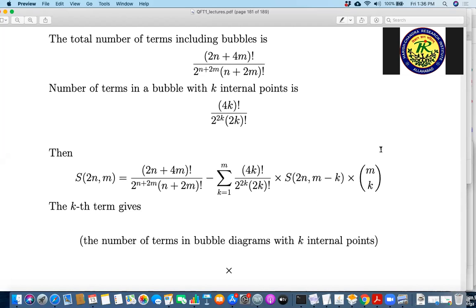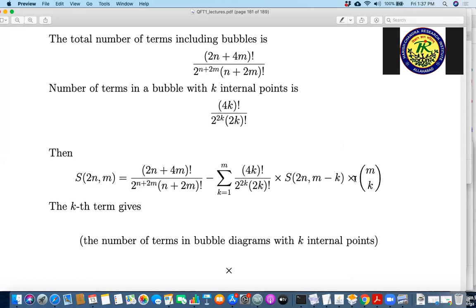And now there is a final factor, which I also didn't write down yesterday. This tells us in how many ways you can choose these k internal points. See, altogether you have m internal points, but this tells you how many ways you can choose the k internal points out of the m internal points. Okay, because those will give different terms. Although you will count them as the same Feynman diagram, those will actually give different terms.